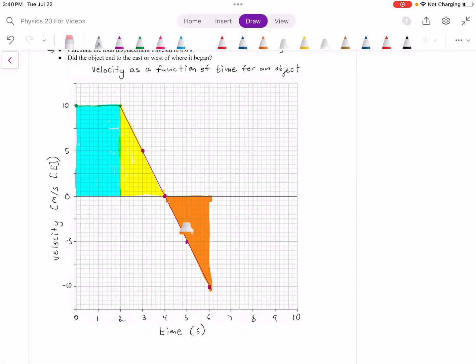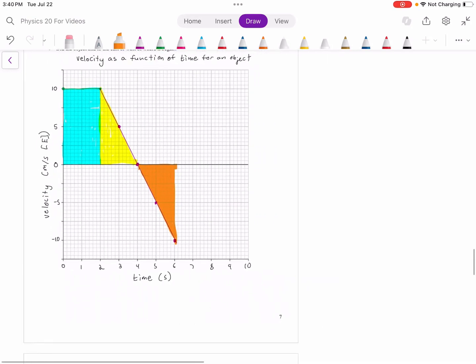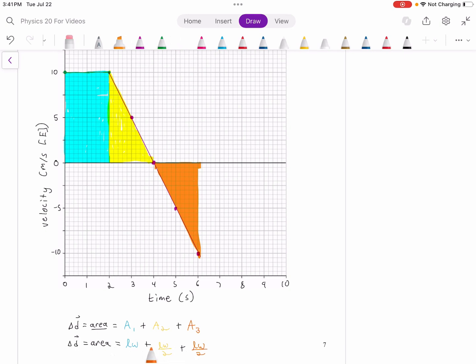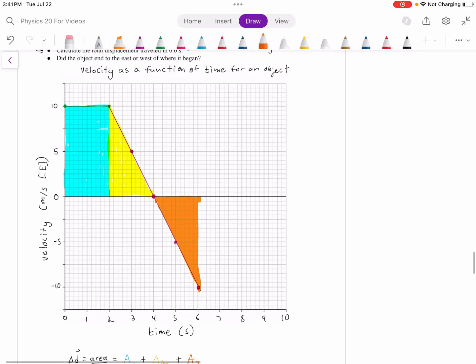It should be working against this part where it was moving east. So let's find those 3 areas. So here we go. We're all set up, okay? We just need to find our dimensions now. So this rectangle, the entire time it was moving 10 meters per second, right? That's like our length, so to speak.